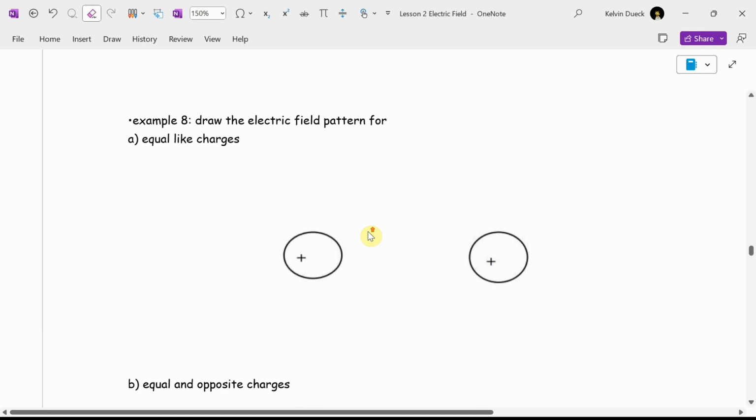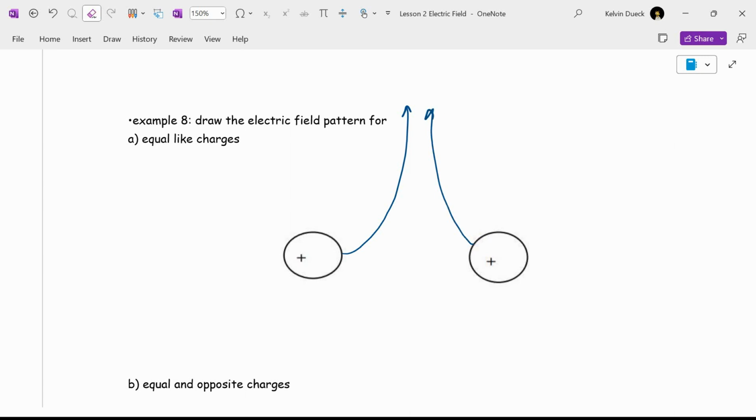Example 8 says, draw the electric field pattern for equal like charges. Okay. These are both positive, and they're both like. So what will the field be right in the middle here? In fact, if I draw an electric field line, it would start like this and it would get repelled away by the other positive. It would start like this, they'd be symmetrical. How do I know they're symmetrical? Equal like charges. Why did I put the arrows pointing away? That's which way a positive would want to move if it was sitting on that line.